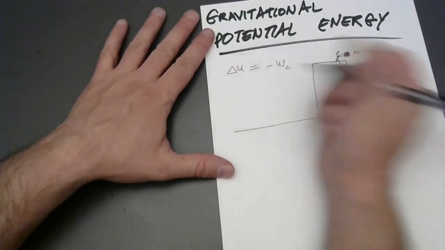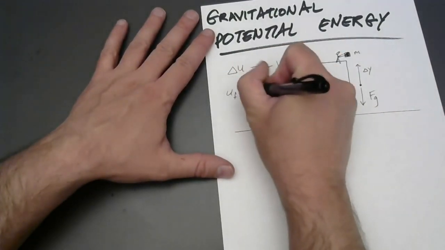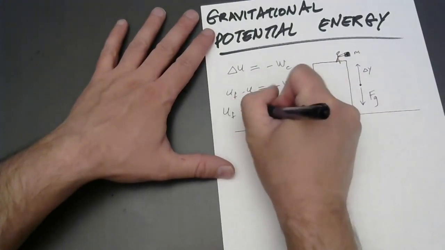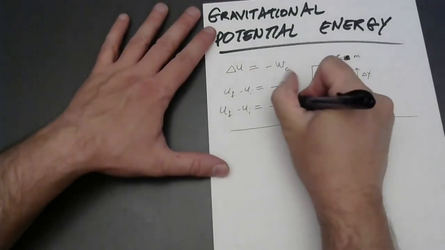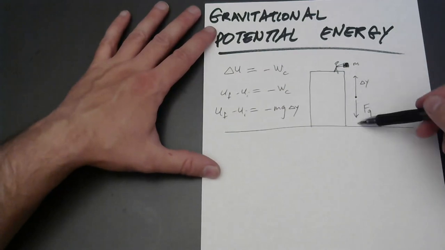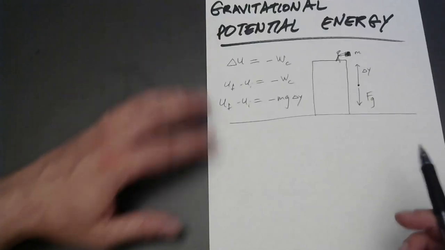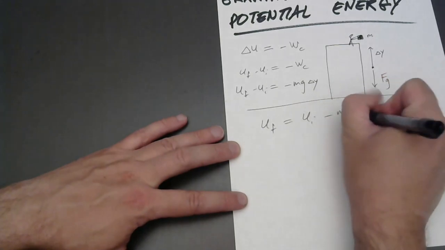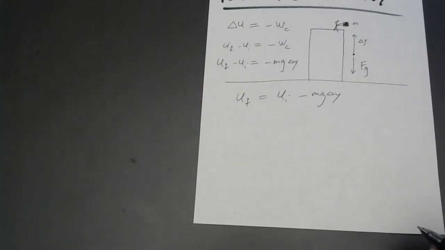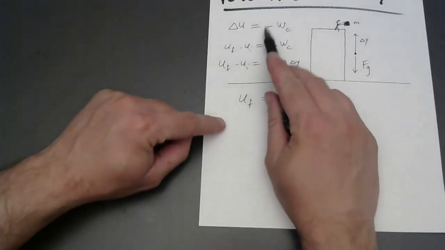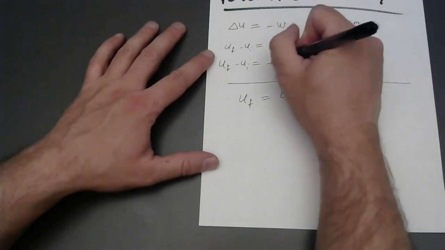And this is like saying U final minus U initial is the negative of the work done. Well, we showed that the work done was negative mg delta y, right? Displacement is positive. Gravity points downwards, the work done is negative force times distance. Or you could say that the potential energy final is the potential energy initial minus mg delta y. I just realized I made a goof here. The work is negative, but delta U is the negative of that negative quantity. So I really ought to have a positive sign here.